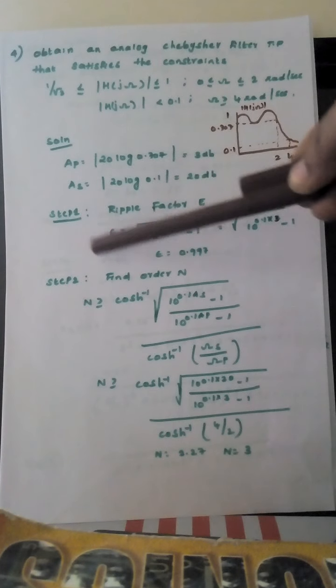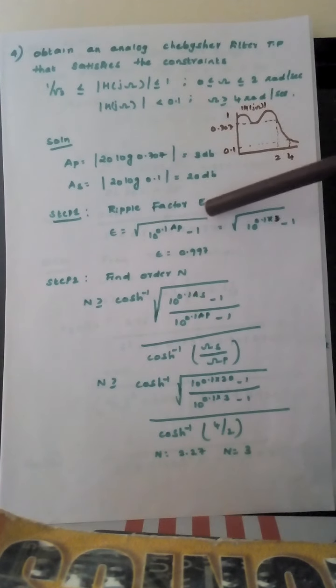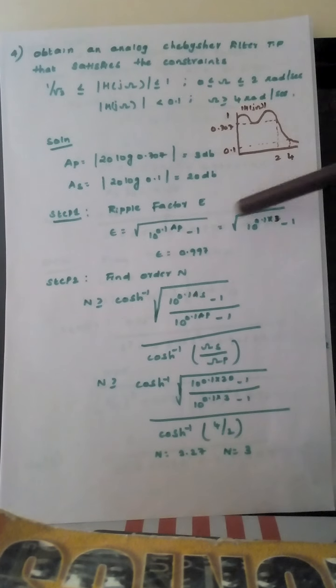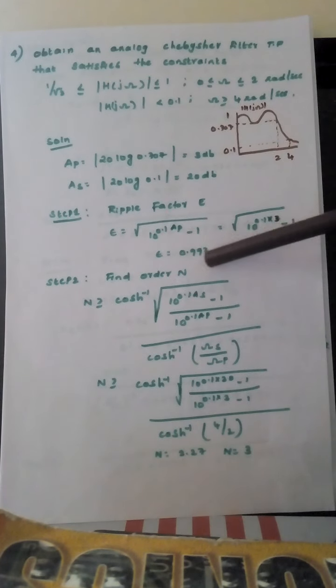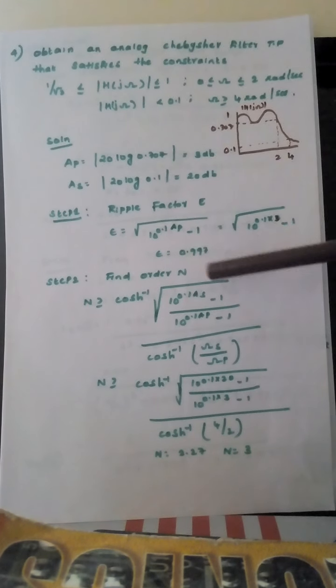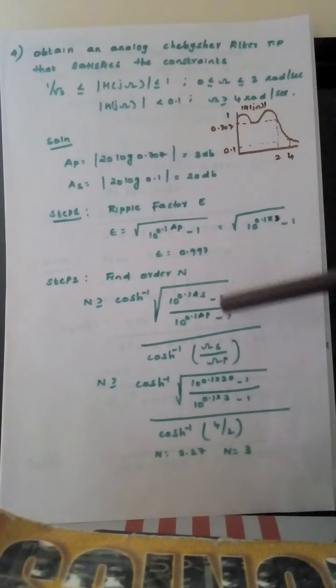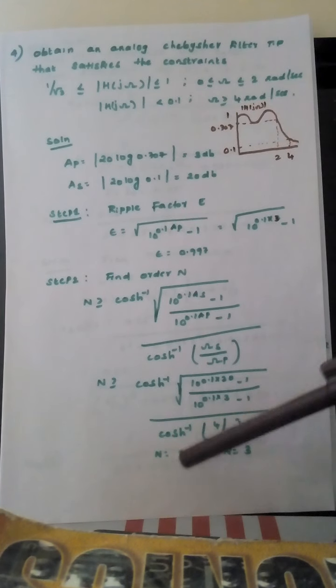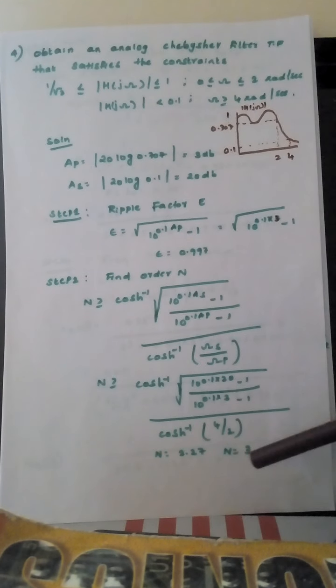So first step, we have to find out the ripple factor, that is root of 10 to the power of 0.1 AP minus 1. If you substitute here, we are getting 0.997. Then the order can be found by using this formula. In that, AS, AP, omega s, omega p, if you substitute here, we are getting 2.27. We go for the higher value, so n equal to 3.